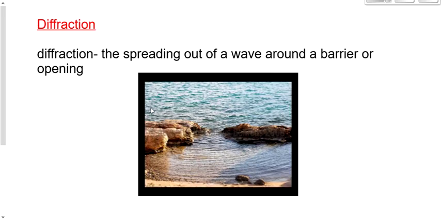Now, that's a property of waves. Clearly, it's a property of waves. We can see it in that photograph happening to water waves. But it also is exhibited by electromagnetic radiation. Therefore, EMR must be a wave, right?